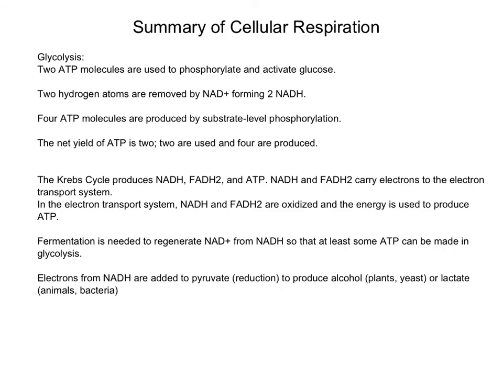Fermentation is needed to regenerate NAD plus from NADH so that at least some ATP can be made in glycolysis. Electrons from NADH are added to pyruvate, a reduction, to produce alcohol for plants, and like I said, in this case, lactate for animals. If fermentation wasn't clear, this is pretty much a little summary of what fermentation does.